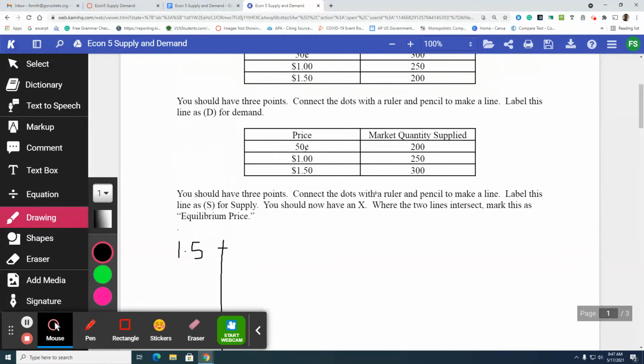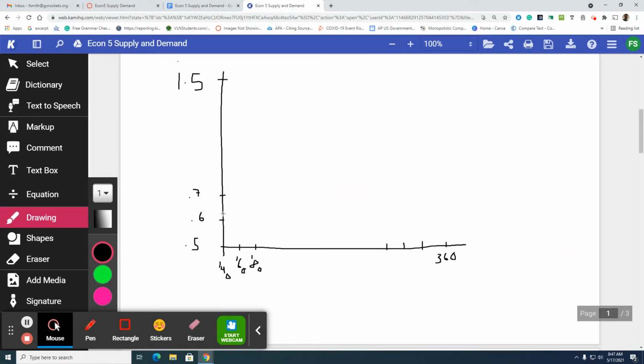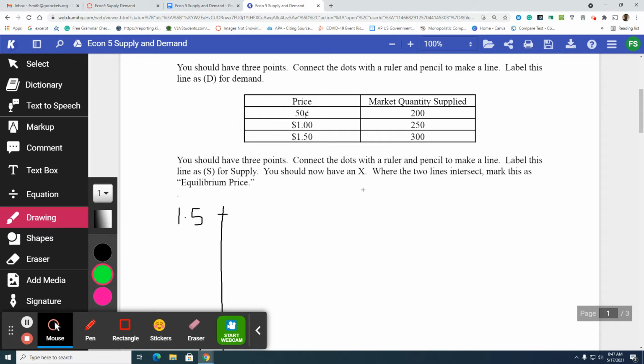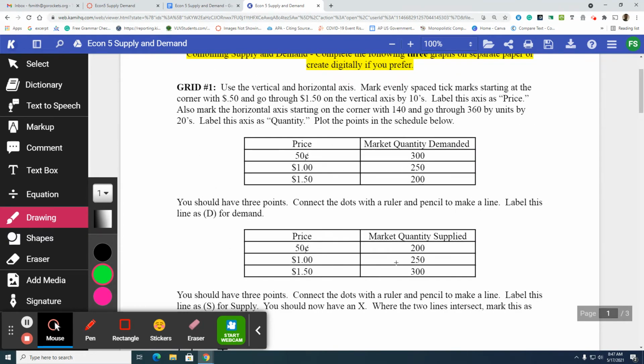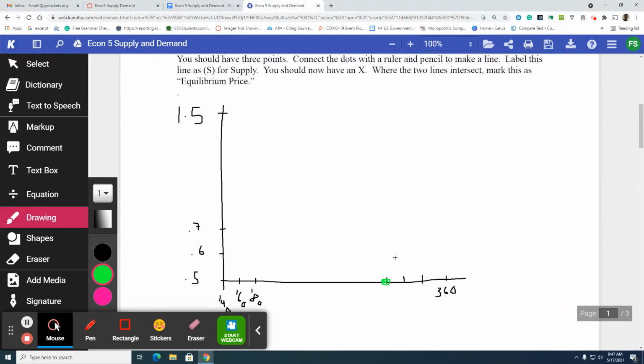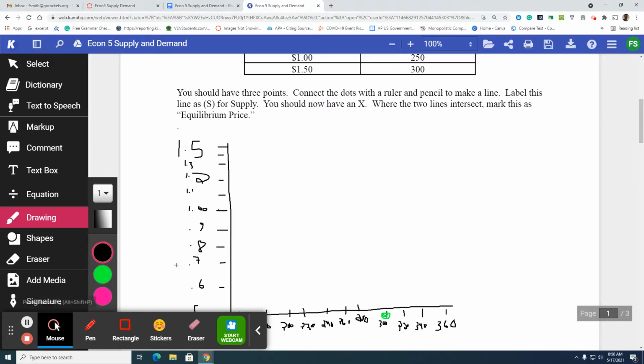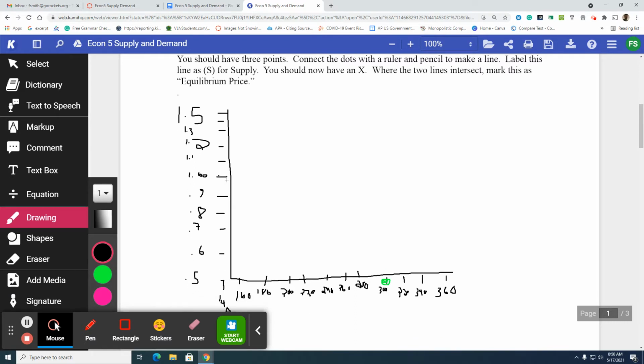So the first mark that we have is 50 cents and 300. And maybe we'll put that in green. So this is 50 cents, and this is where 300 would be. So we'll go ahead and put that right there. And then the next point is at $1.25. So $1.25 would be in between here.